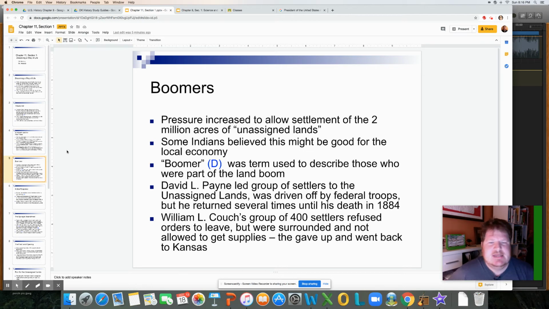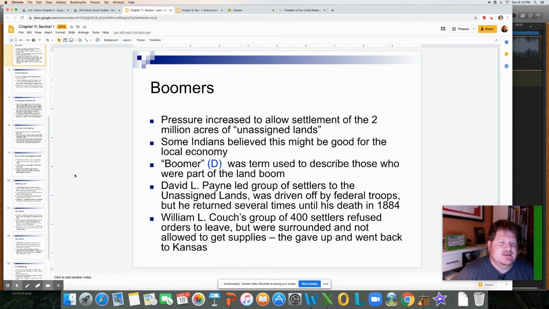We do see that there was a lot of land not being used prior to the 1890s. We see a lot of pressure into the settlement of 2 million acres of unassigned lands. Some Indians believe that it might be good for the local economy to have individuals come in and settle these lands. Others did not. But the term boomer, which is your definition, was a term used to describe those who were part of the land boom, meaning trying to increase settlement in that region of the unassigned lands.